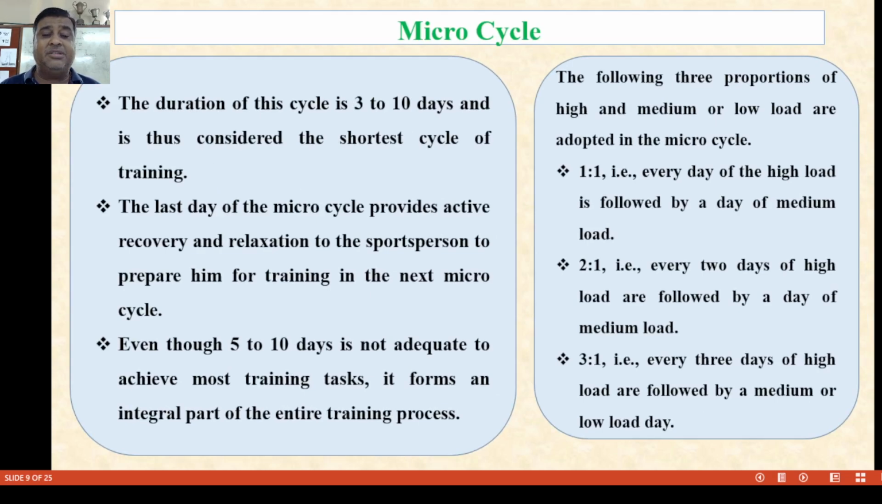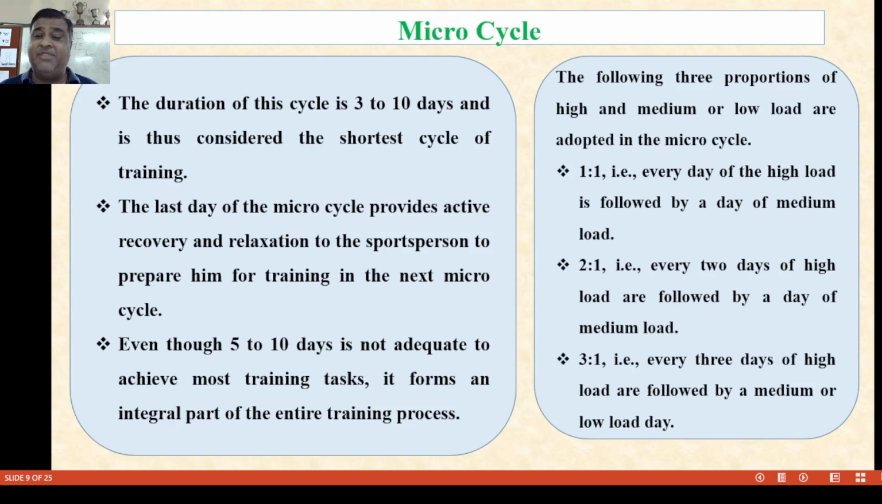Now next is microcycles. What are microcycles? Microcycles are cycles based on days, and their length is 3 to 10 days. It is the shortest cycle of training. Microcycles provide active recovery and relaxation to the sportsperson to prepare for training in the next microcycle. Even 5 to 10 days is not adequate to achieve the training task. It forms an integral part of the entire training process.